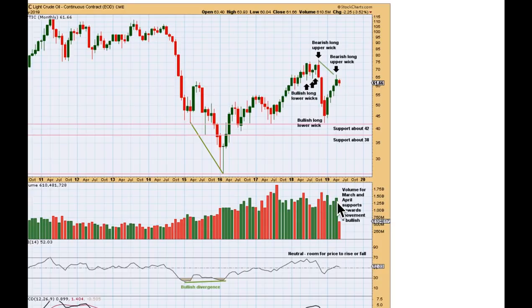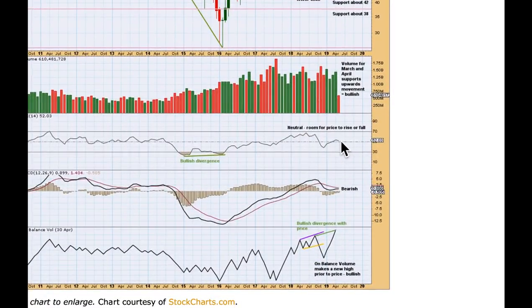The volume for April did remain below the first month here of upward movement, so overall there was some decline in volume. So a little bit of conflicting evidence there, but I'm going to give a little bit more weight to this long upper wick here. RSI is neutral. There's plenty of room for price to rise or fall here. MACD is bearish, but it's still above the 0 line, so not full bore bearish.